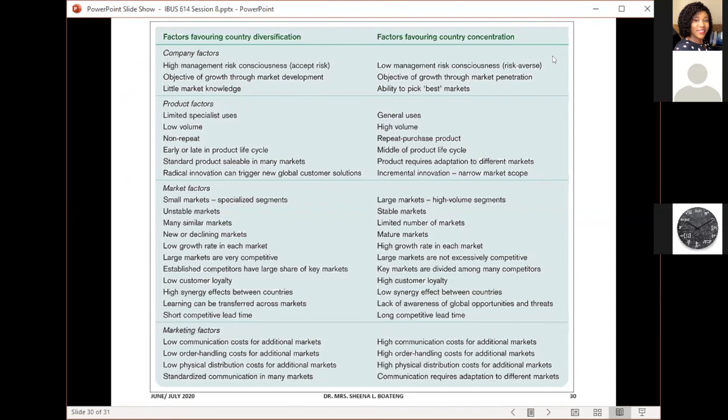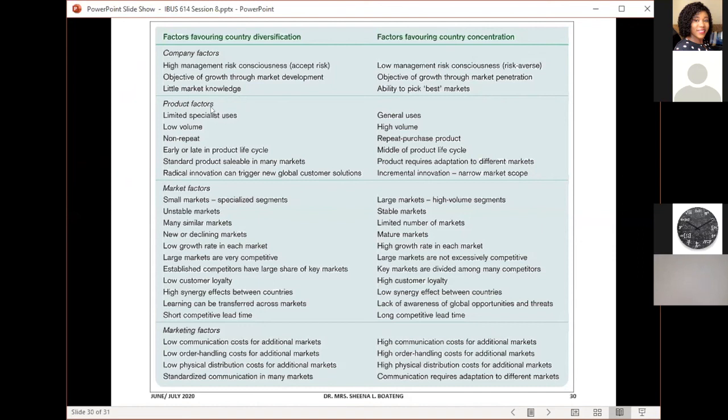However, if you have the ability to pick the best markets and you are very reliably informed about how good these markets are and how well they can do, you can go for a concentration approach where you just concentrate on the markets that you know will do excellently well and then earn your returns there.